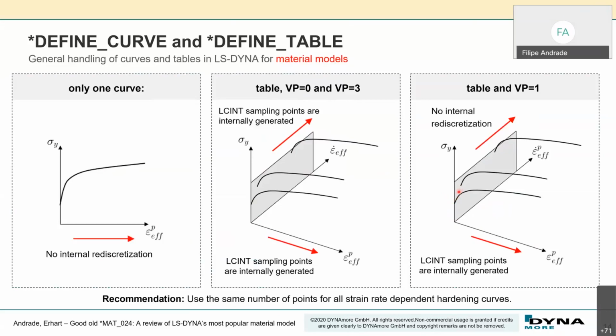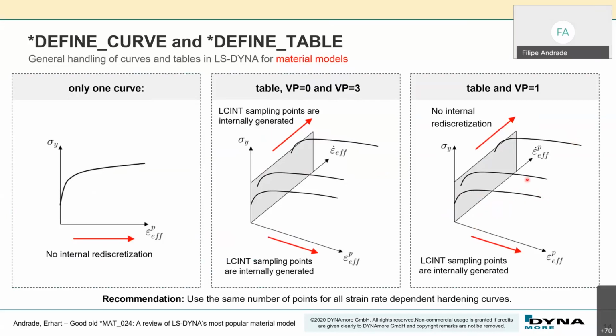If you run it with VP0 and VP1, of course, you see the effect of viscoplasticity, but you also see the effect of using a different curve than you wanted because of the internal rediscretization. So this is something that you have to bear in mind in your simulations. At this point, we recommend, it's not necessary, MAT24 will accept it anyway, and in the general case, I would say it will work well, but our general recommendation is to use the same number of points for all strain rate dependent hardening curves. It's a recommendation. You don't have to. I already made some tests. It does work if you don't do that.